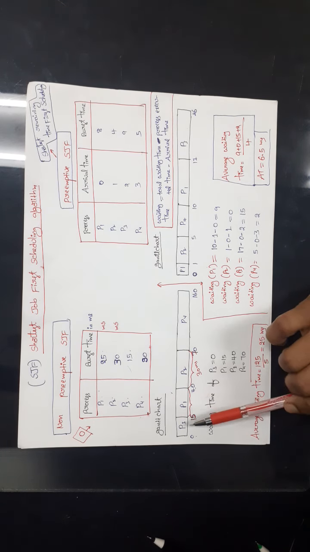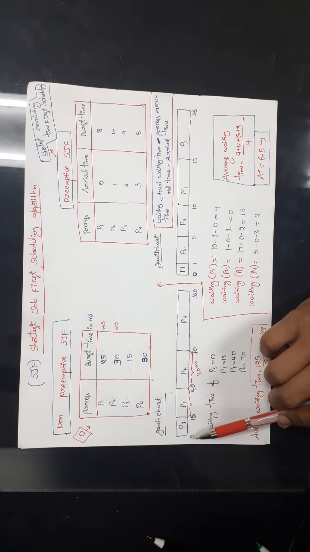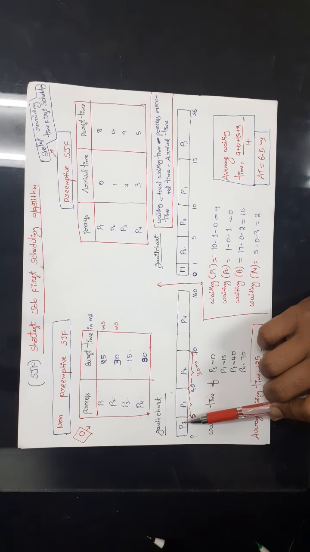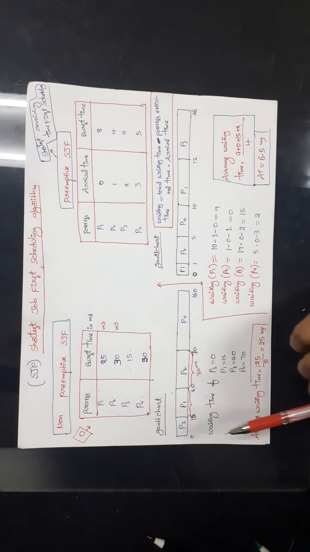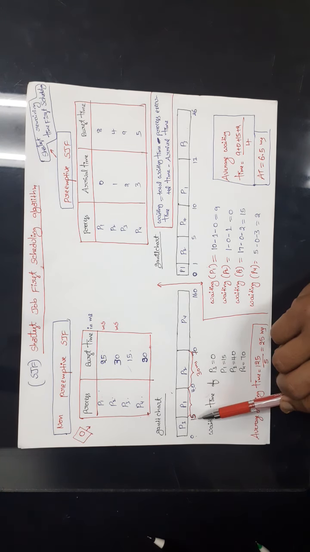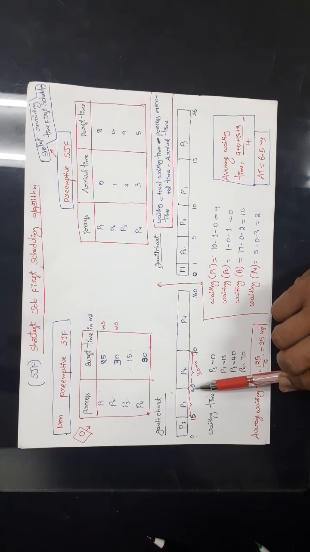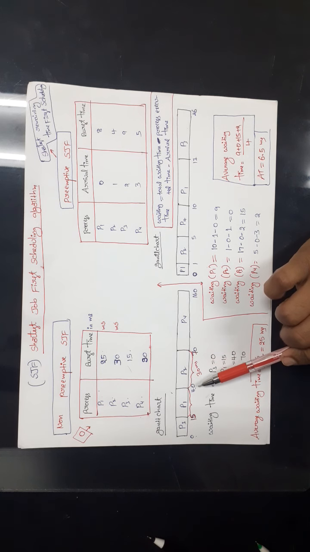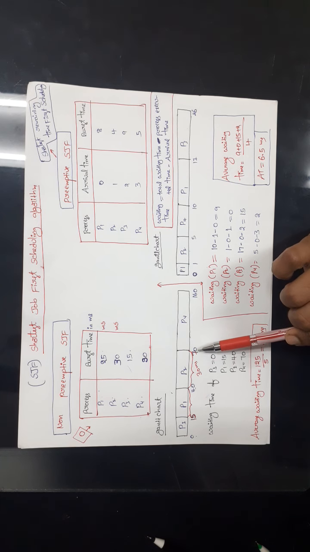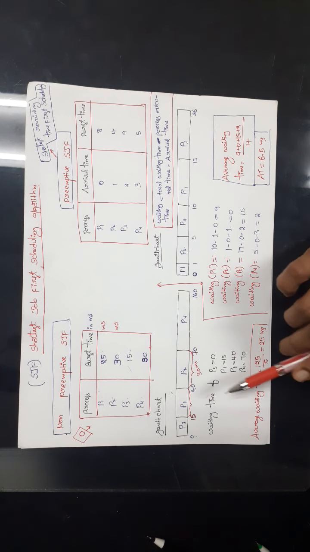By seeing the Gantt chart we can say that P3 has taken the CPU at time 0 and it has released the CPU at time 15. P1 has taken the CPU at 15 and released the CPU at 40. In that way P2 took the CPU at this time and released the CPU at this time. The Gantt chart represents all this information.